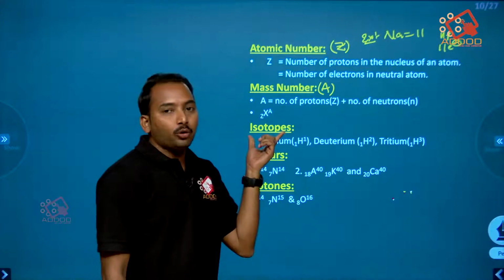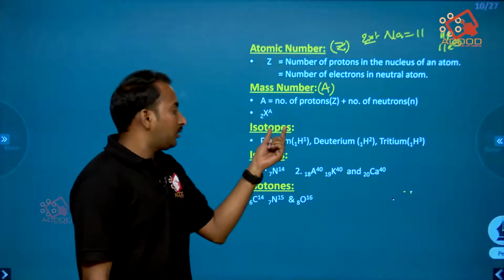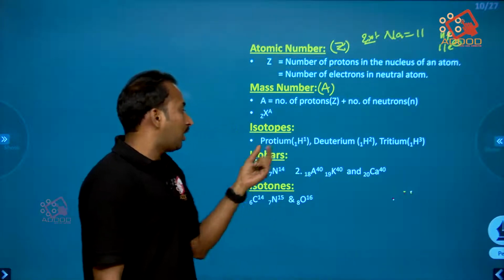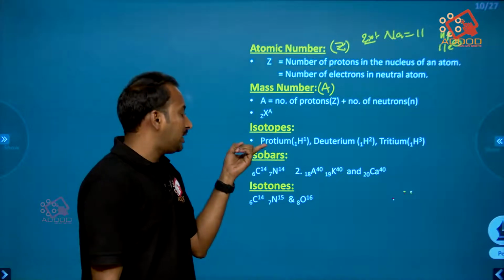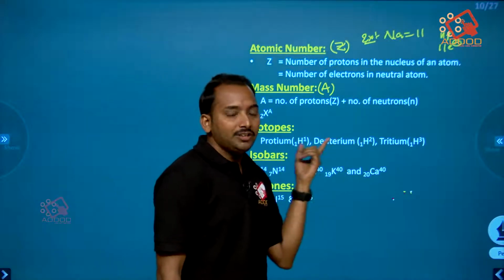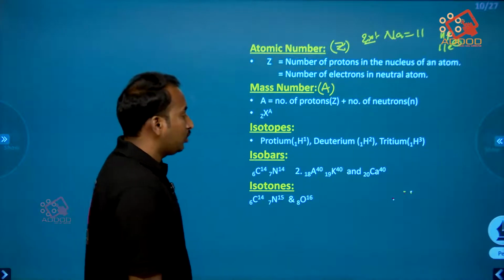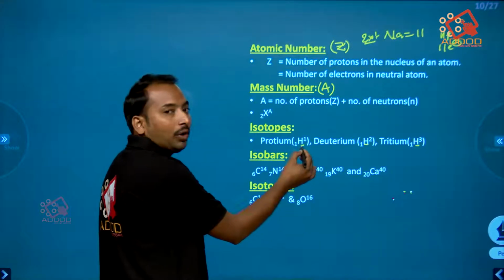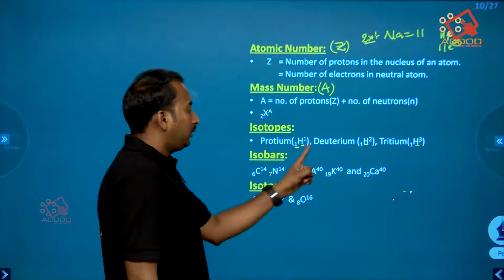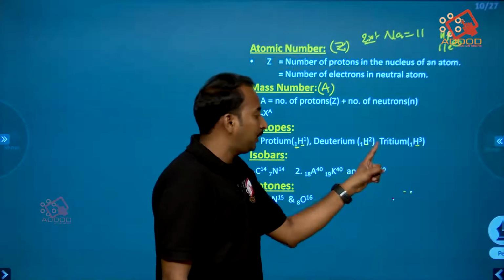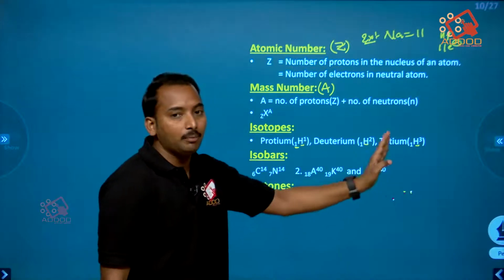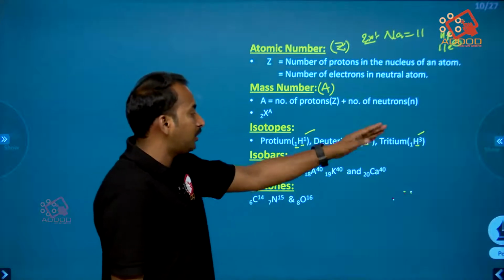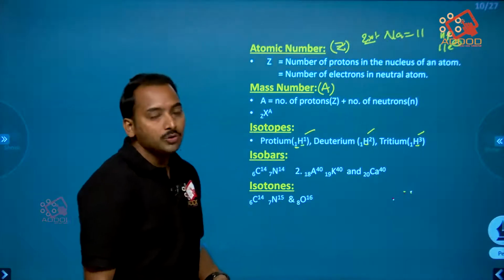So next, isotopes. What is the definition of isotopes? The same element having the same atomic number but different mass numbers, those are called isotopes. Examples of isotopes are protium, deuterium, tritium. These three are the isotopes of hydrogen. Hydrogen is the same element in all three, and the atomic number is one in protium, deuterium and tritium, the same atomic number, but they have different mass numbers.